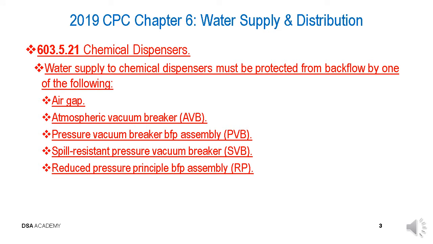Regarding water supply and distribution covered in Chapter 6 of the CPC, Section 603.5.21 deals with chemical dispensers. You may see these if you have a project involving swimming pools. The water supply to those chemical dispensers must be protected from backflow by one of the following methods: either an air gap, atmospheric vacuum breaker or AVB, a pressure vacuum breaker assembly, a spill resistant pressure vacuum breaker, or a reduced pressure principle BFP assembly. These are all acceptable methods to provide this separation and prevent backflow.